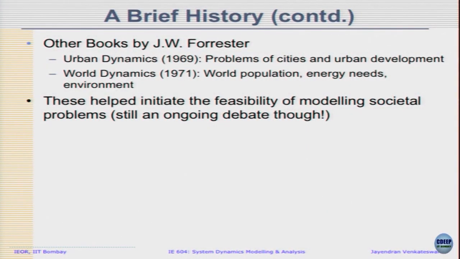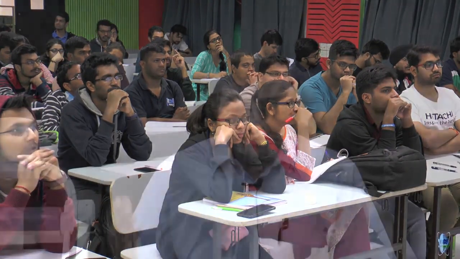for various societal problems, as well as looking at complex issues and how to abstract them. All this work helped initiate a dialogue on how feasible the modeling of societal problems is. Of course, it's still an ongoing debate. You may find people are either really into system dynamics, or they just dismiss it outright, saying no, this is still giving us a very simplistic model. There are still more complexities which you can't capture. So it's still an ongoing debate.